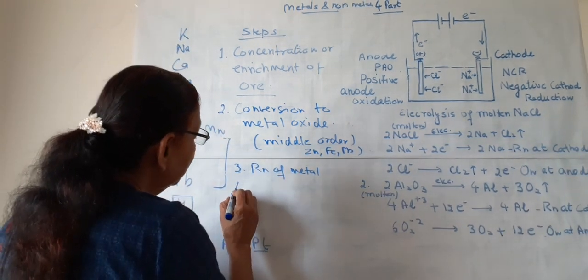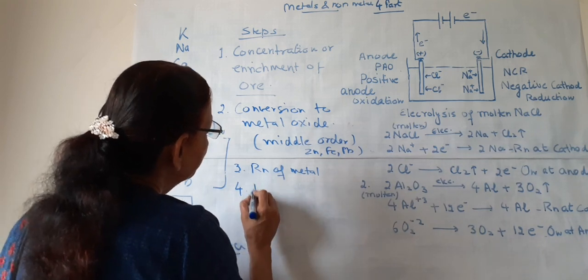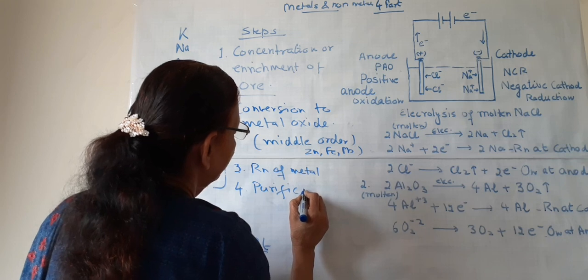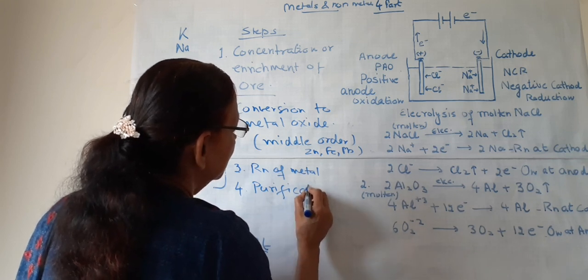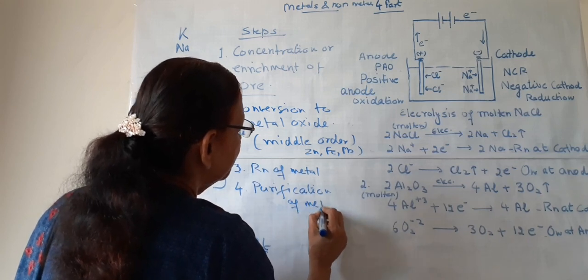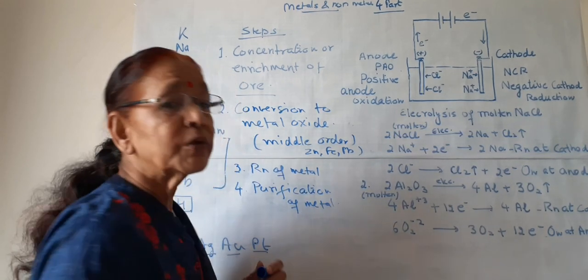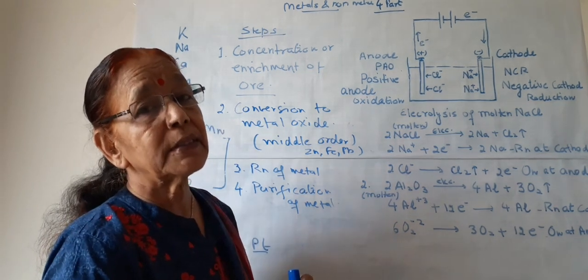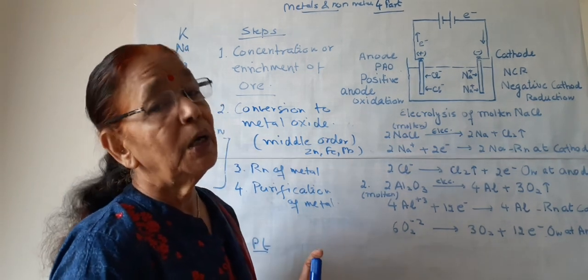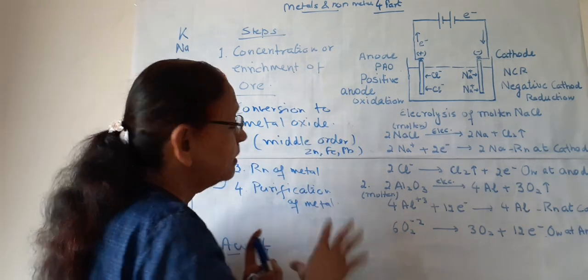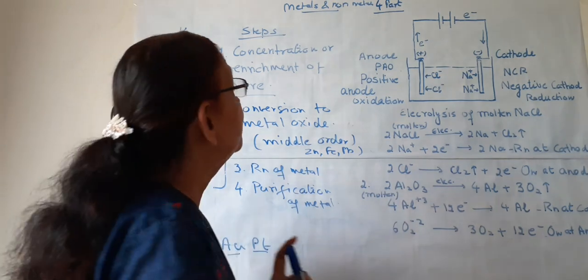And the fourth one is purification of metal, and this purification is done mostly by electrolysis, and it is known as electrolytic purification or electrolytic refining. So these are the four steps in metallurgy.